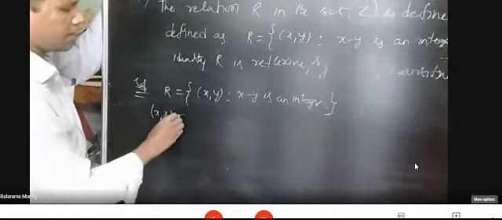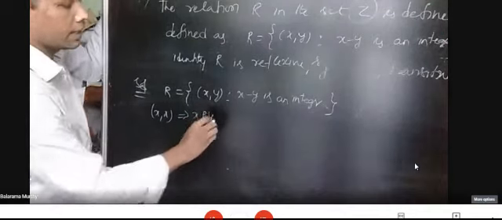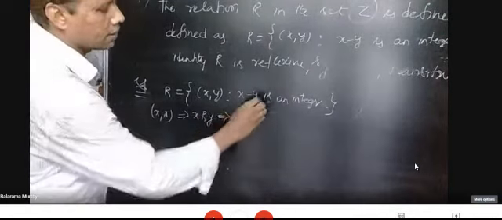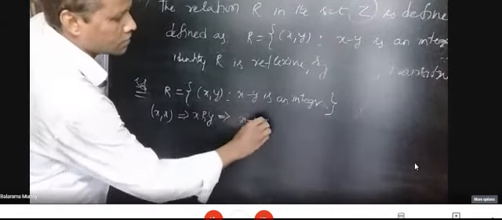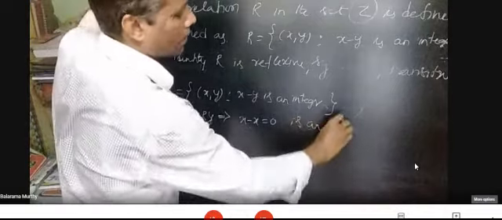First, reflexive. What am I going to write? (x, x). X related to x means what? X minus x, which is equal to 0. 0 is an integer. Clear guys? Take not two different integers, the same integer.